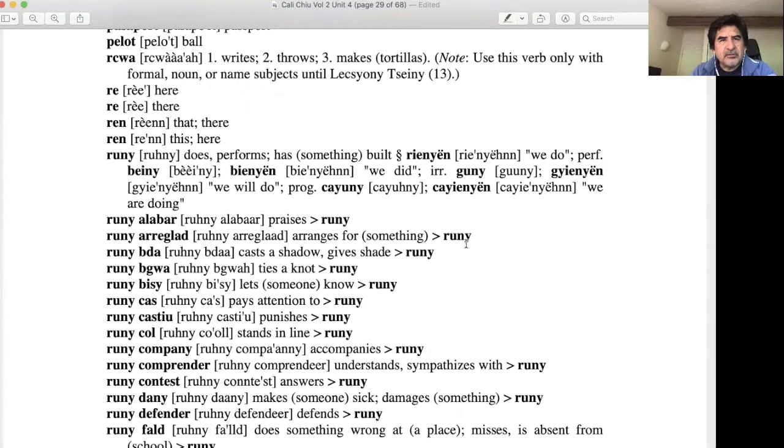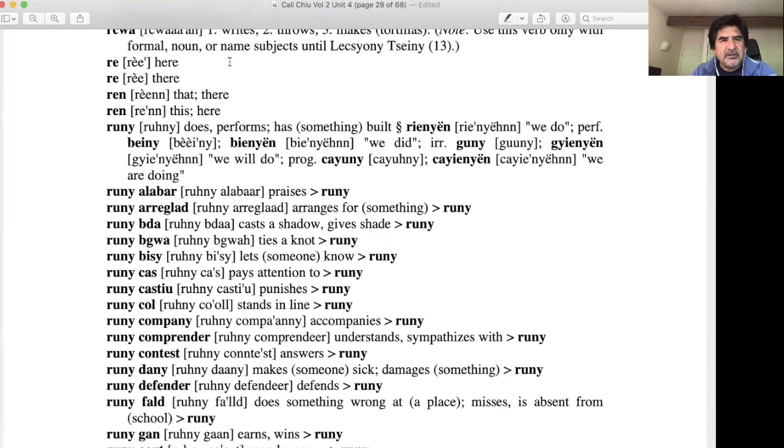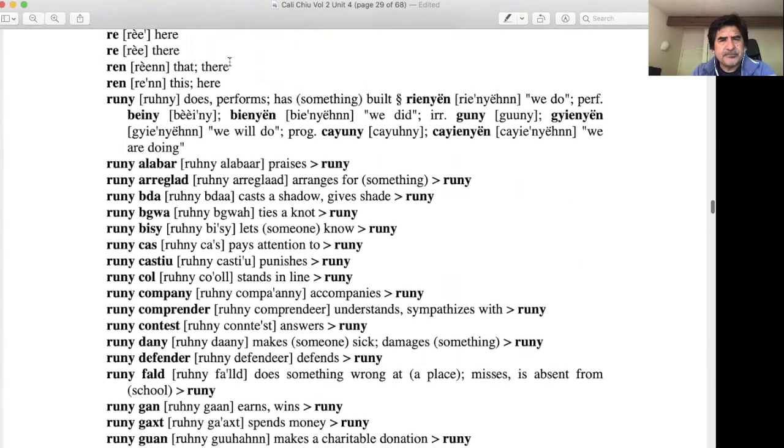Qua. This is a verb that has different meanings, so just go over the meanings. You'll see that it means write, throws, makes, tortilla, which we'll learn a sentence for in a bit. And we'll continue. Re, ren. And then we have the verb ruin: does, performs, has something built. Be careful, because that's an irregular verb.